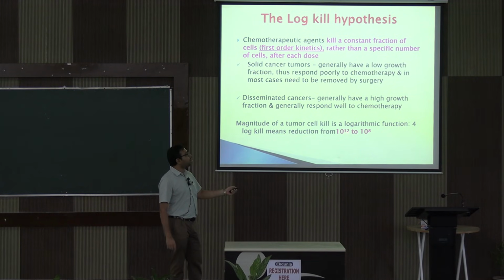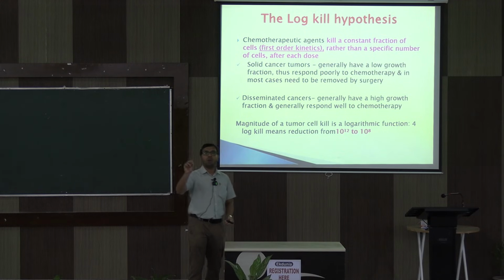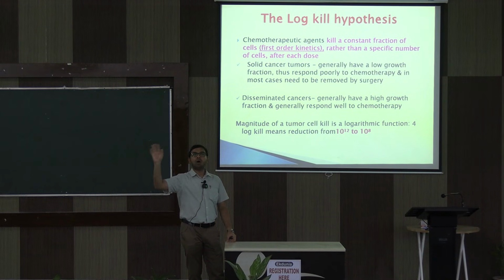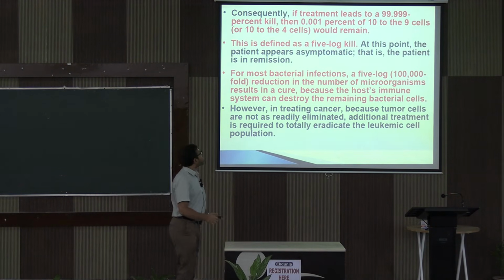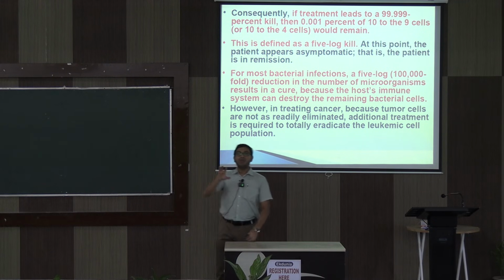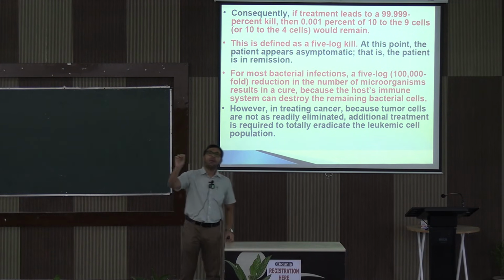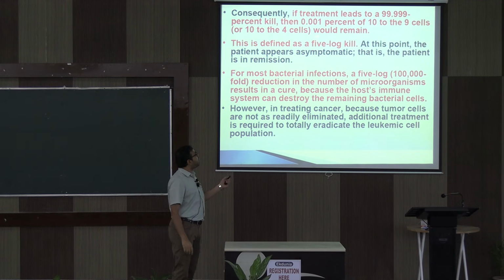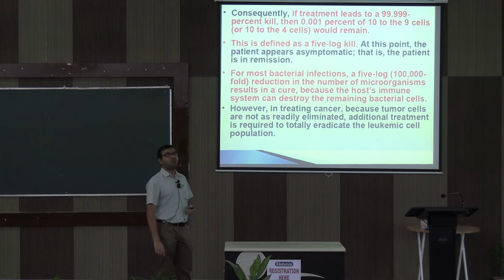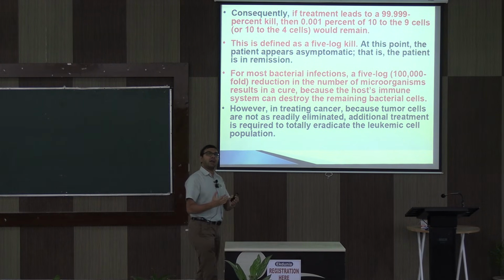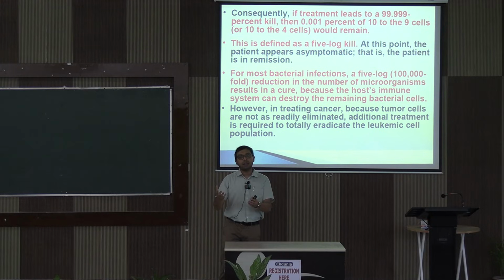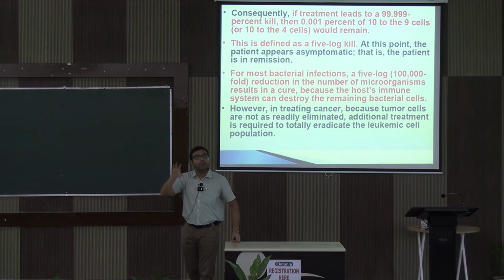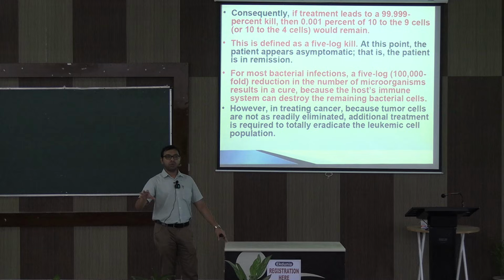A 4 log kill means a reduction from 10 to the power 12 to 10 to the power 8. Now we can understand that these drugs can achieve 5 log kills in 1 month. A very good drug can kill 99.999%. After killing there will be 0.001% left, but that also means 10 to the power 4 cells. So even after killing 99.999%, 10 to the power 4 cells will still be there in the tumor. That is the problem.